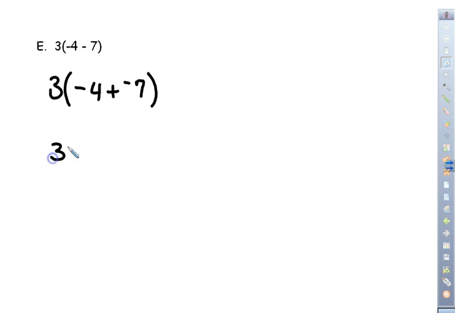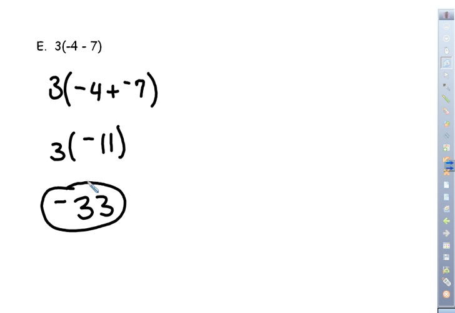So it's going to be 3 times whatever this answer is on the inside, which again, using our addition rules, same signs means you add and the sign stays the same. So 4 plus 7 is 11. Sign stays the same, so it is now negative. And this right here, the 3 against these parentheses means multiply. So 3 times a negative 11. So 3 times 11 is 33, and unlike signs or different signs will be negative. So my answer to this is a negative 33.